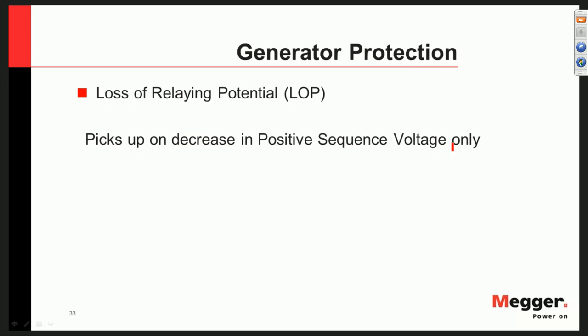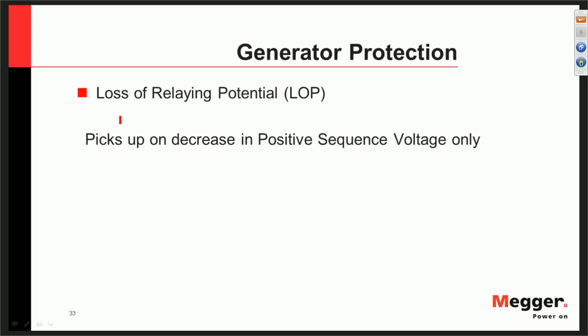Many relay manufacturers employ a loss of relaying potential function, and I can derive the logic for that with the positive sequence voltage only. When I have a decrease in my positive sequence voltage, I can declare a loss of relaying potential. You must be asking: why not a phase voltage? Why not a decrease in phase voltage? As I said, loss of relaying potential is clearly meant to detect blown fuses in the PT secondary or any open circuit in the PT secondary.